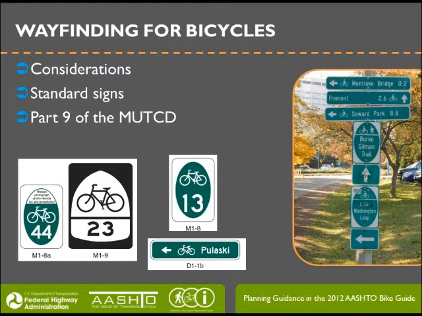For instance, the guide mentions that when developing a wayfinding plan, designers and planners really need to consider the importance of balancing the need for good cycling conditions with the need for direct access to destinations. So the most direct route, which may be preferred by some cyclists, may not necessarily be the best route to provide your wayfinding on. It really is a very nuanced approach, and there are 7 or 8 different considerations here for wayfinding.